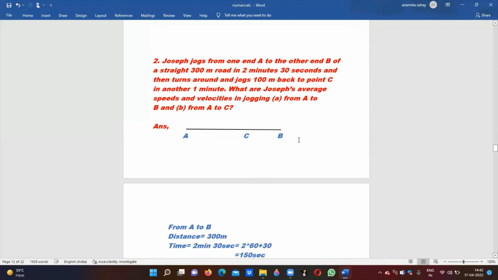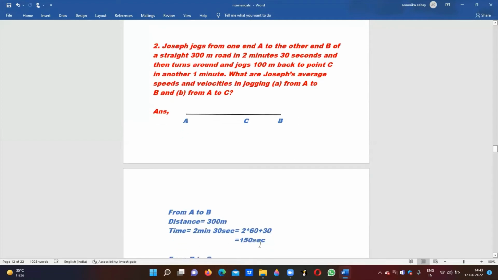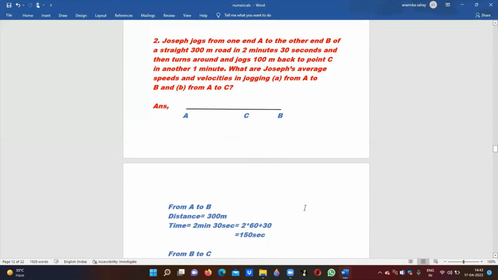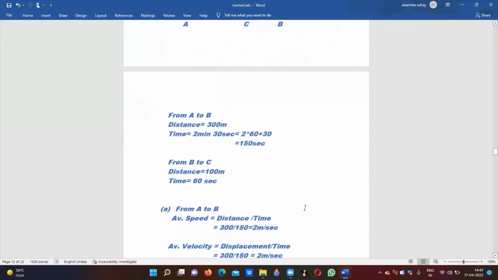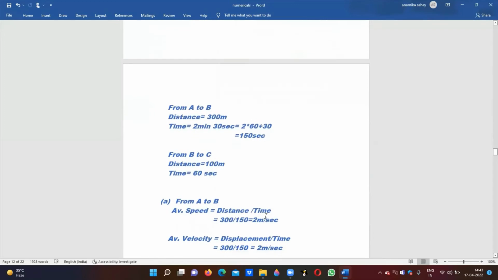From A to B, this is very clear. Time is given, 2 minutes 30 seconds, that will be 150 seconds. Distance is also given, 300 meter. We will find out the average speed, that is distance by time, 300 by 150, that is 2 meters per second.